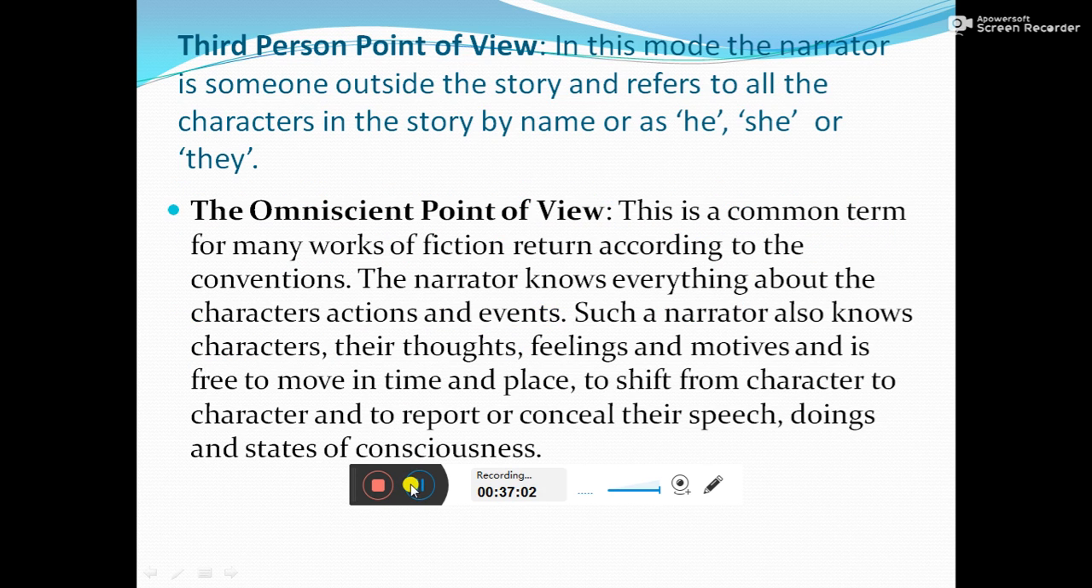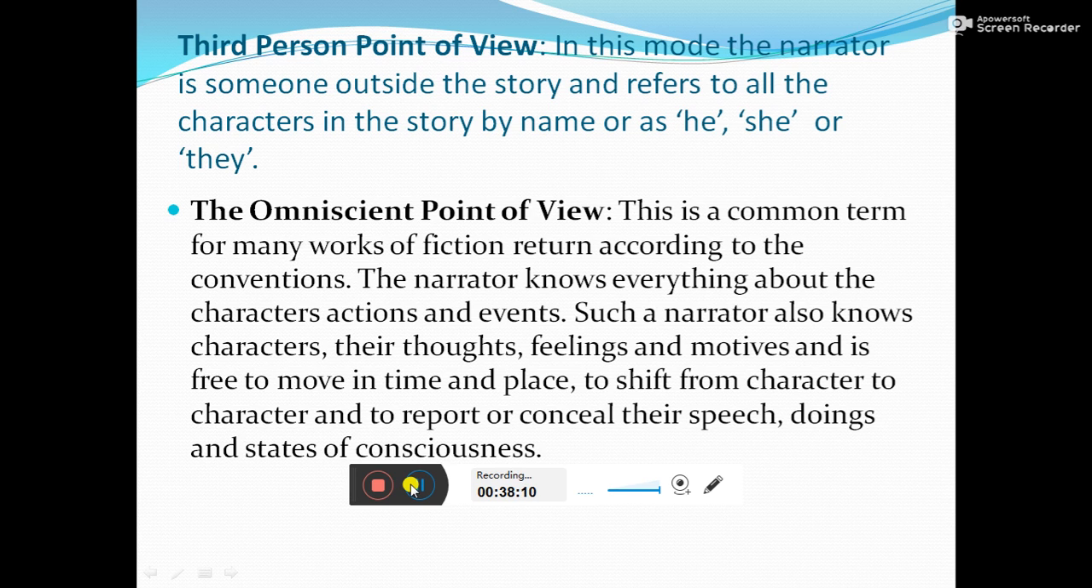So the first type is third person point of view. In this particular mode, the narrator is someone outside the story and refers to all the characters in the story by name or as he, she or they. See, when we talk about others, when we are not telling about ourselves, we use the third person, right? In the same way, here the narrator is not inside the story, he is not a participant in the story, he is outside the story and refers to all the characters by name or as he, she or they, right? Again, in the third person point of view, there are certain types. There are slight differentiations in how the story gets told by the third person narrator.